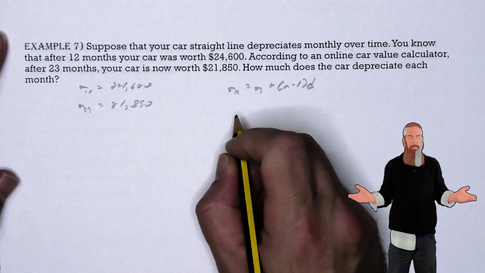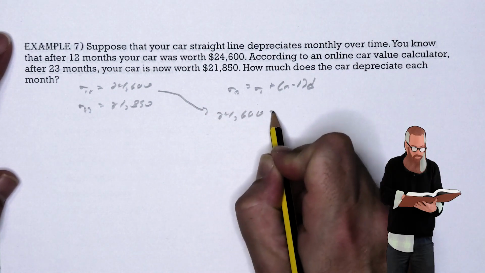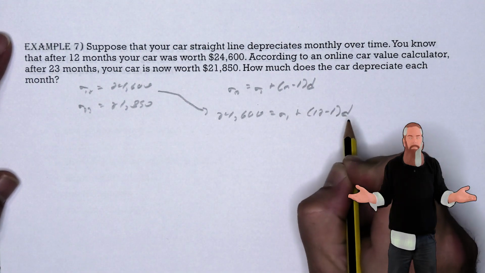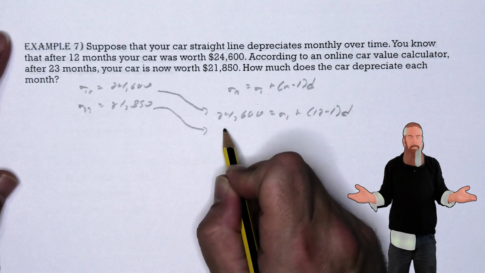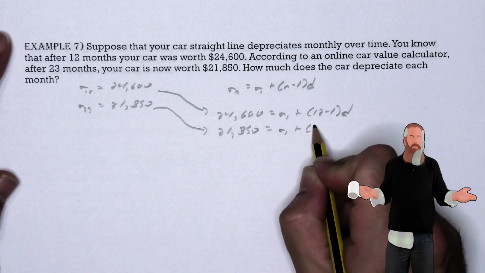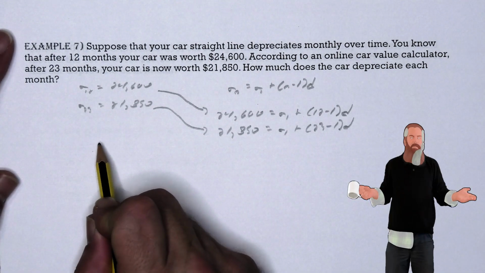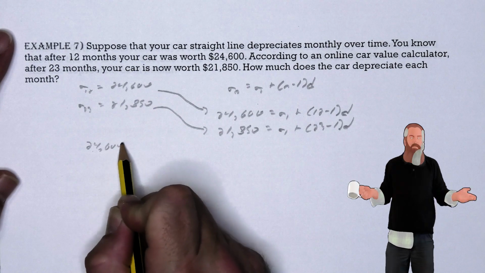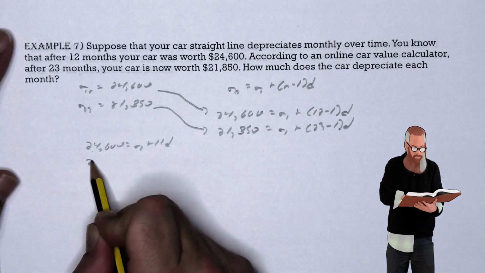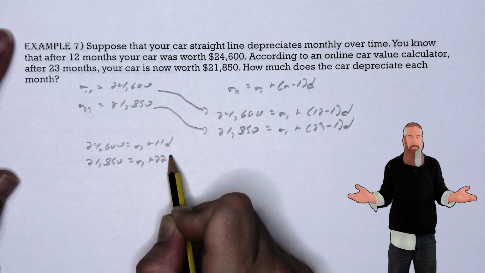So with that, we can see that the A sub 12 will give us 24,600 is equal to A sub 1 plus 12 minus 1 D, and that the A sub 23 will give us 21,850 is equal to A sub 1 plus 23 minus 1 times D. We can simplify both of these so that we get the first one being 24,600 is equal to A sub 1 plus 11D, and 21,850 is equal to A sub 1 plus 22D.